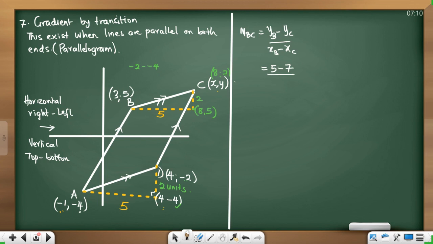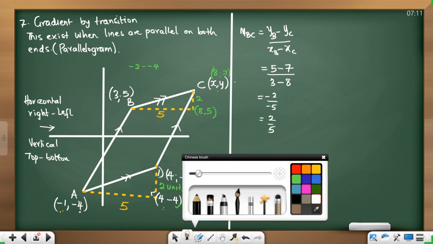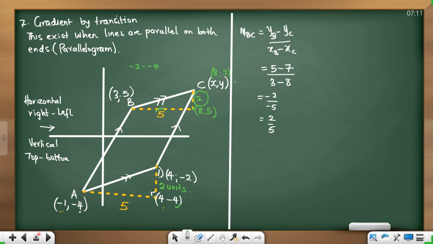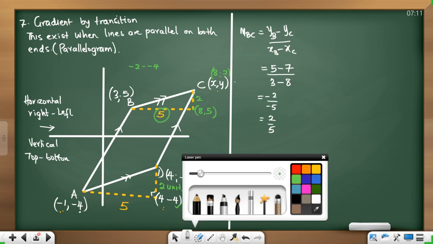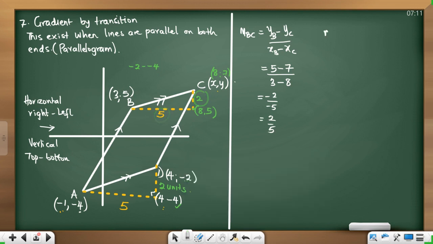What is the X value of B? X value of B is 3. And what is the X value of C? That actually gives me 8, which gives me negative 2 over negative 5. And that gives me 2 over 5. Do you see that? It's about the shift. The vertical shift is 2, and the horizontal shift is 5. Vertical and horizontal. And already you see it's 2 and 5 again.